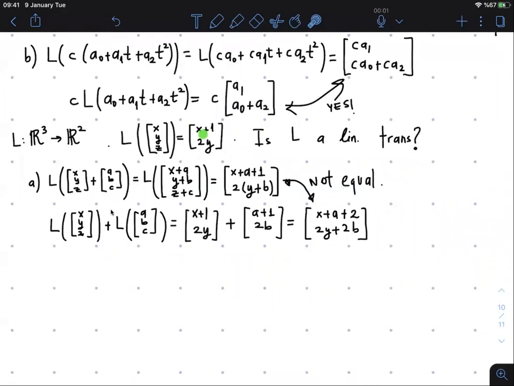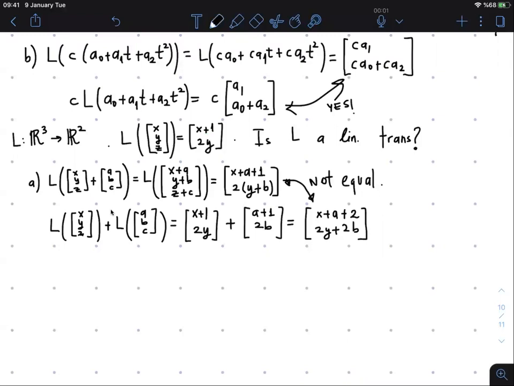We will talk about this more in other examples. So in a linear transformation, this is not allowed. Adding constant terms is not allowed in linear transformations. So it destroys being a linear transformation. Let me know if you have any questions.